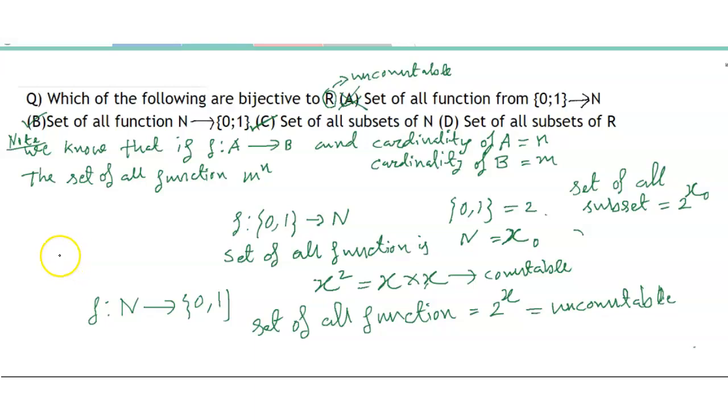The set of all subsets of R has cardinality 2 to the power C, and 2 to the power C is always greater than C. So this proposition is not possible, because the set of all subsets of R is obviously greater than R. So my answer is B and C.